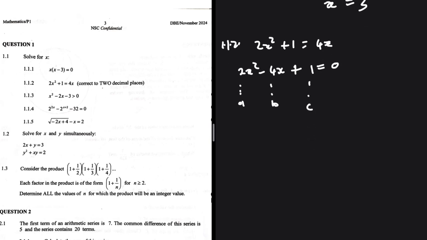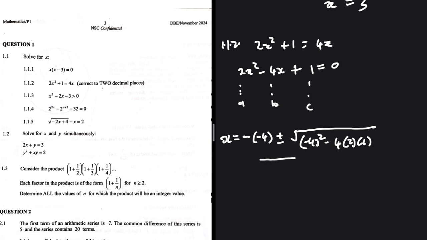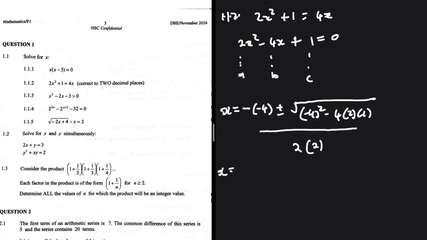Right. So now we're going to say that x is equal to minus b. So minus b in this case is, well, minus 4 is b in this case. And then plus or minus the square root of b squared, right? So minus 4 squared minus 4ac. A is 2, c is 1. And then we divide everything by 2a, of which a is 2, right? So we have x being equal to.